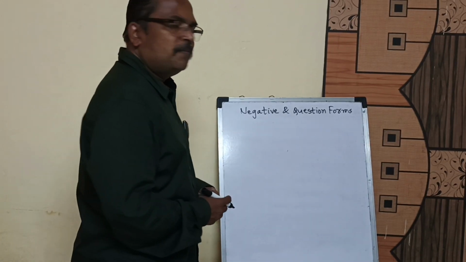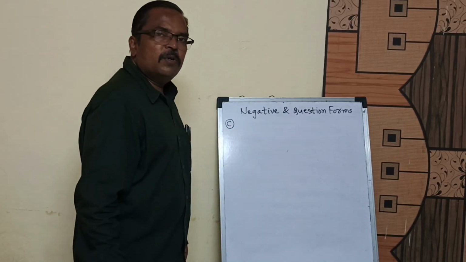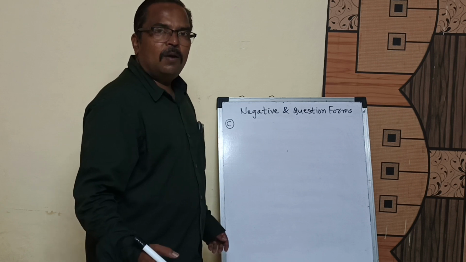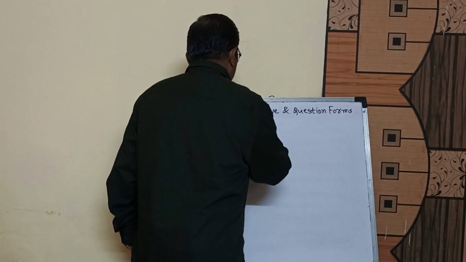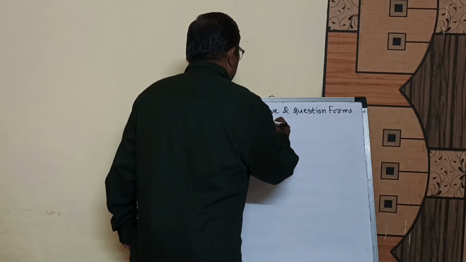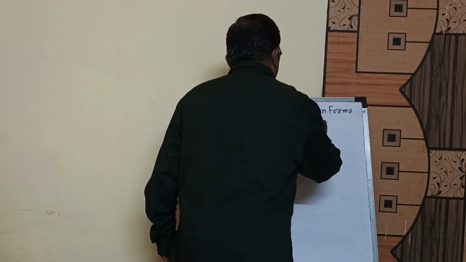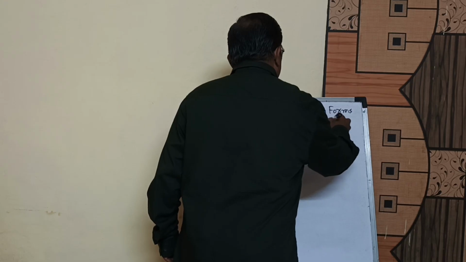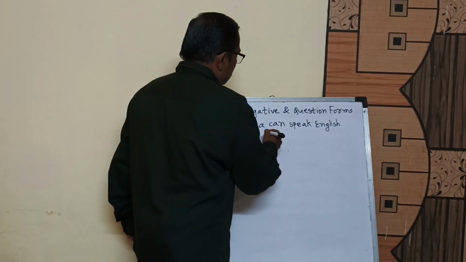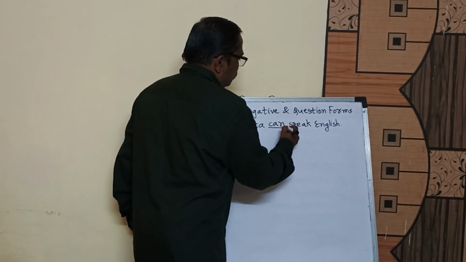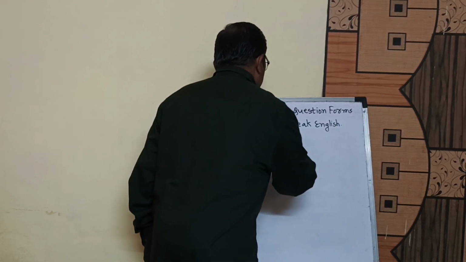Let's study our C set. In this C set, we are going to make use of a modal auxiliary verb. Nita can speak English. In this sentence, the modal auxiliary verb is can. It's a positive statement.